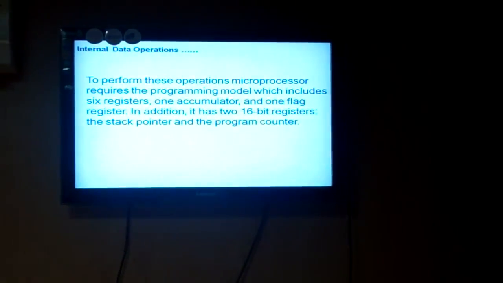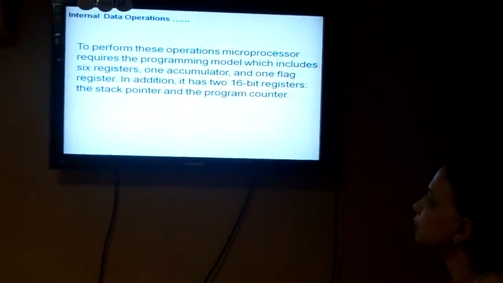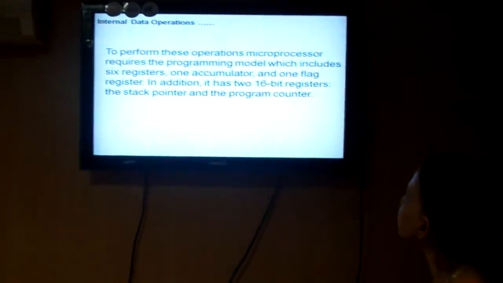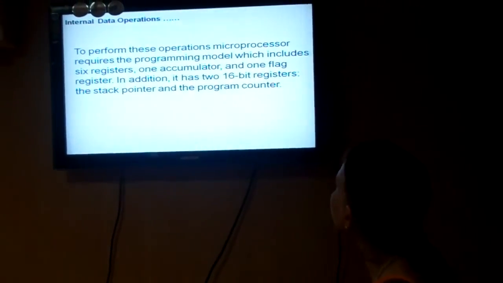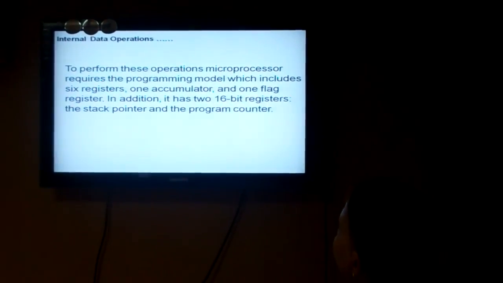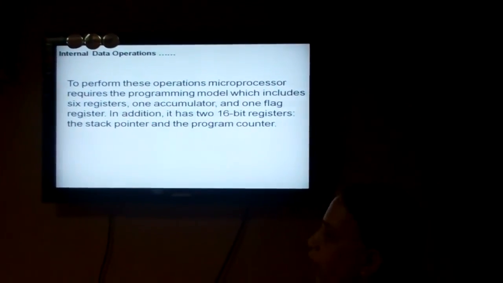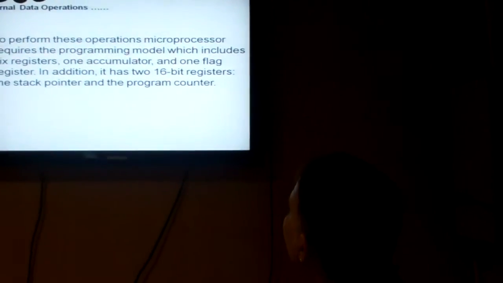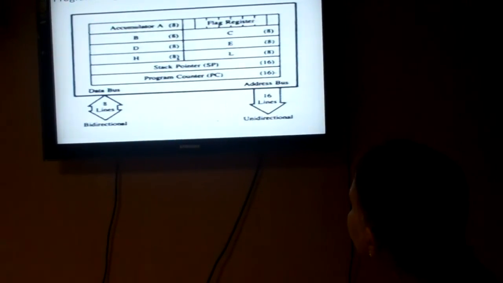To perform all these operations, the microprocessor requires the programming model, which includes six registers, one accumulator, and one flag register. In addition to this, it also has two registers which are 16-bit long. They are called the stack pointer and the program counter. This is the programming model that we are talking about.